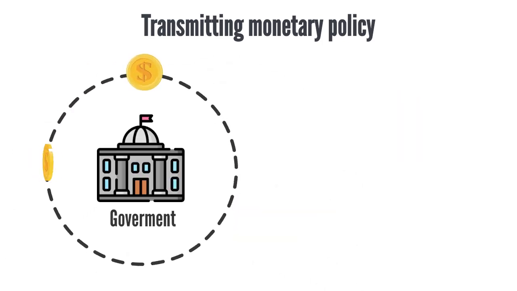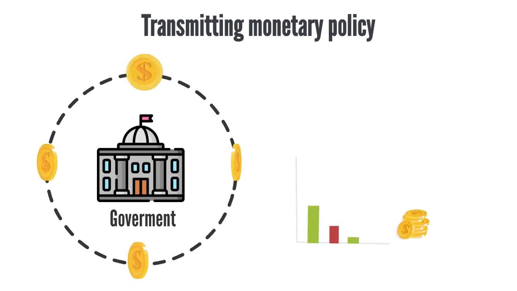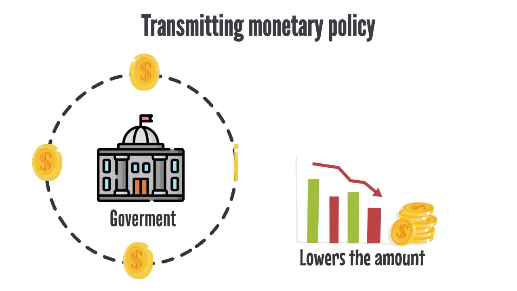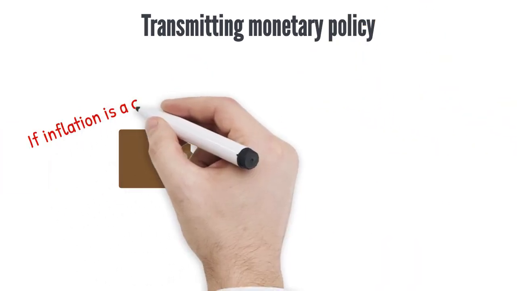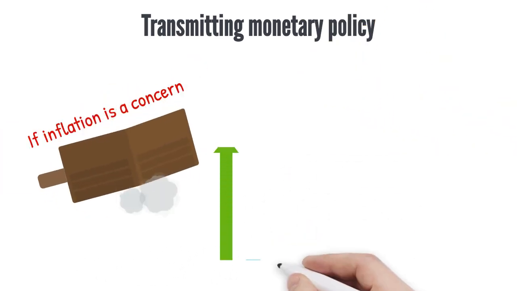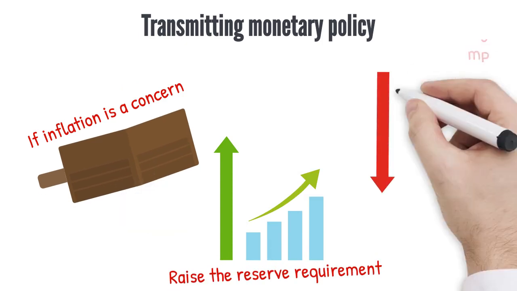If the government wants to have more money in circulation, it lowers the amount of cash reserves the banks are required to have on hand. This allows the bank to lend more money. If inflation is a concern, then the government will raise the reserve requirement to reduce the amount of money available for spending.